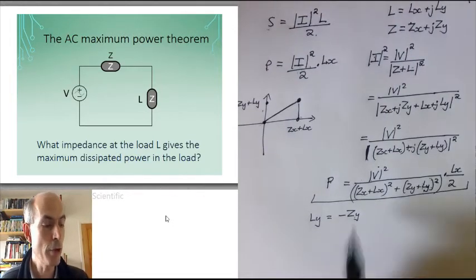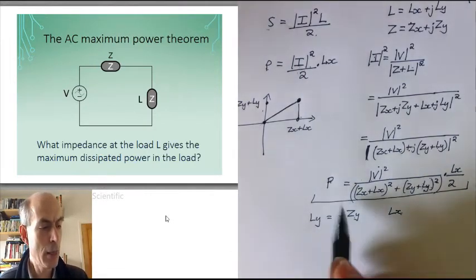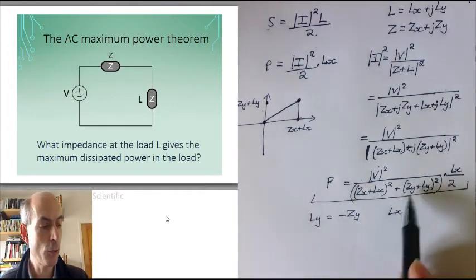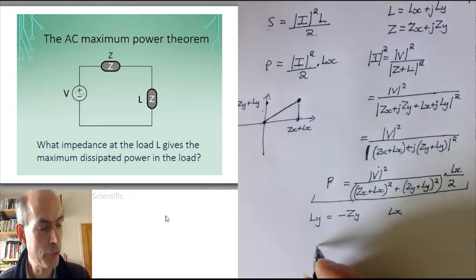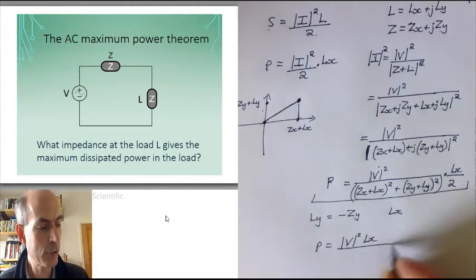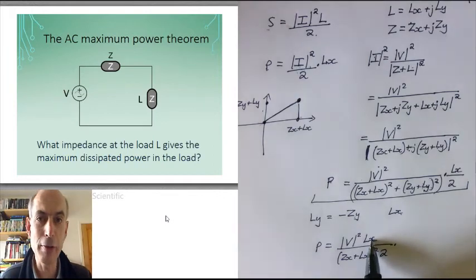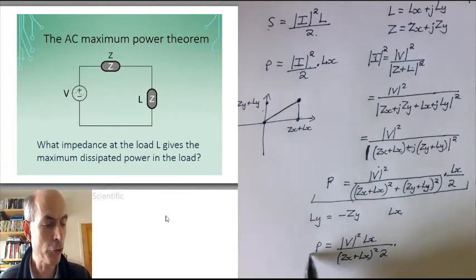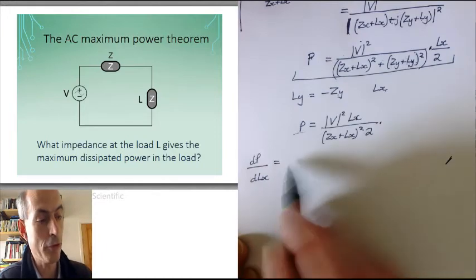To work out what the real part, Lx, has to be, I have to do a differentiation of this. I can simplify this formula now because I know that Zy plus Ly is going to be 0 at the point of interest. So I can have P equals modulus of V squared Lx over Zx plus Lx squared. And I want to know what value of Lx gives me the maximum possible value of P. Well, that's a differentiation looking for a turning point.